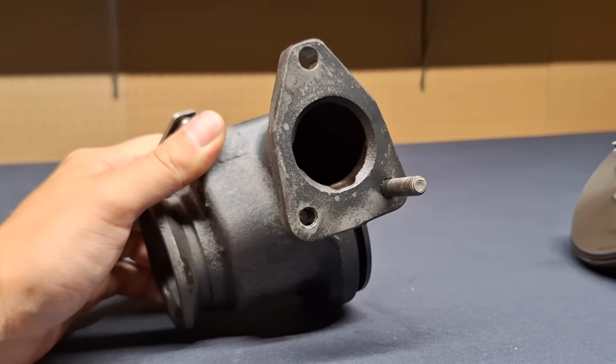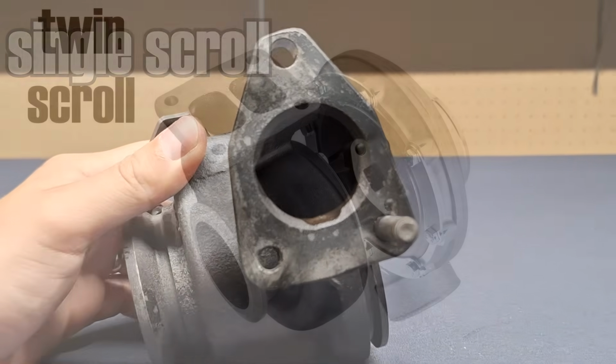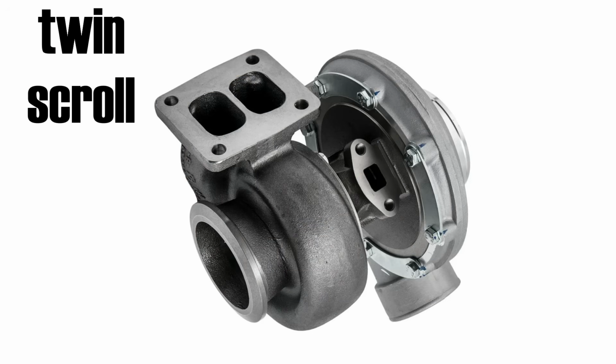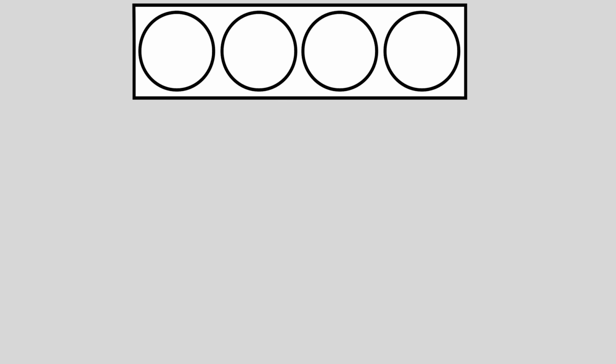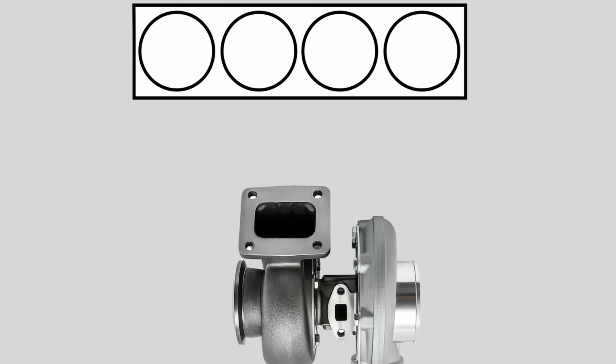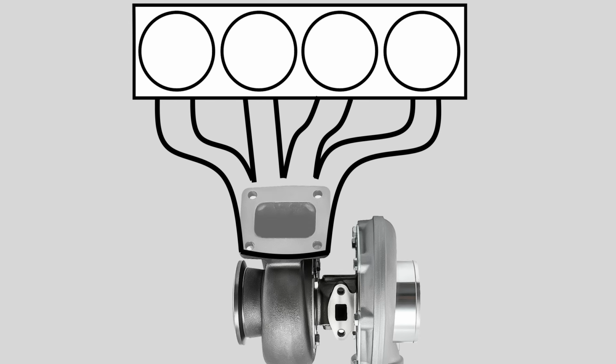This is a regular turbine inlet. This is a twin scroll inlet. Let's imagine we have a 4-cylinder engine. With a normal single scroll inlet, all the exhaust pulses from each of the cylinders are directed to the turbine wheel through a single entry point.